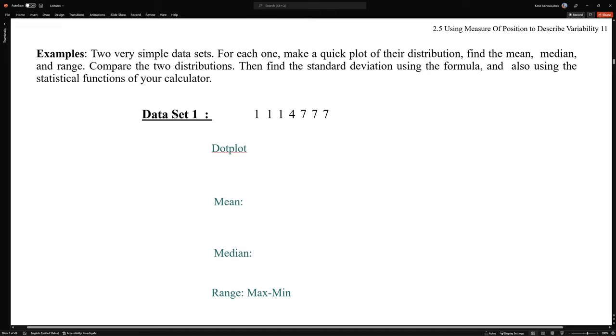Two very simple data sets. These are the data set values. With the first one, we want to find the dot plot, the mean, the median, and the range, which is like a revision. And then we will find the standard deviation. So you can pause the video and do it by yourself. I won't explain very analytically, but I will show you how I did it. You can pause and see if you did it correctly.